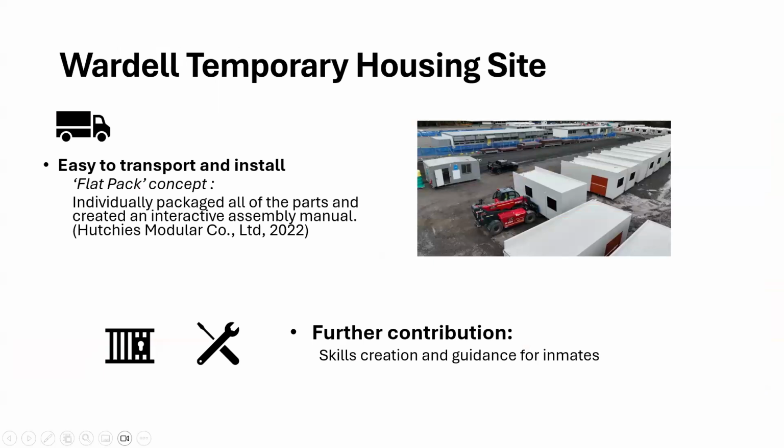And the modules are being built offsite in Hutchies' Toowoomba Module Yard, the contractor of this project, and transported to the Northern Rivers ready for installation by Hutchies' on-site teams. They're also in partnership with Corrective Services New South Wales. Hutchies developed a flat pack concept using 50 of the modules. They individually packed all of the parts and created an interactive assembly manual, which was shipped to 2 prisons in New South Wales for assembly by inmates for skill creation, with training from Hutchies' site managers. So they provided further contributions for it.